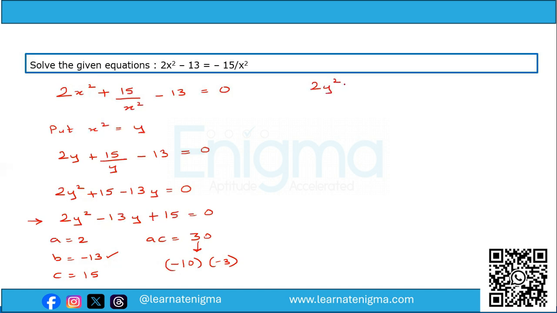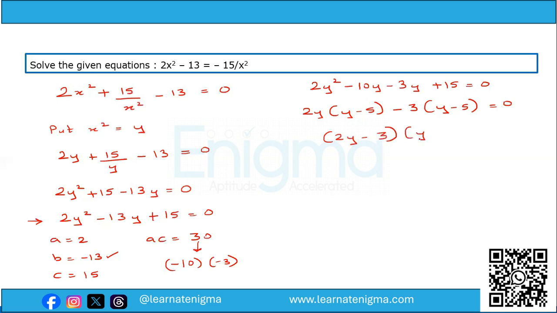So we will have 2y² − 10y − 3y + 15 = 0. So taking 2y common, we have here (y − 5). Taking −3 common, we again have (y − 5) as a bracket equal to 0. So therefore, (2y − 3)(y − 5) = 0. So therefore, we have y = 3/2 or y = 5.